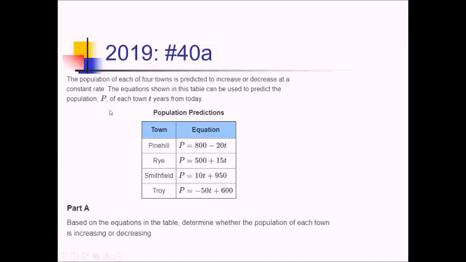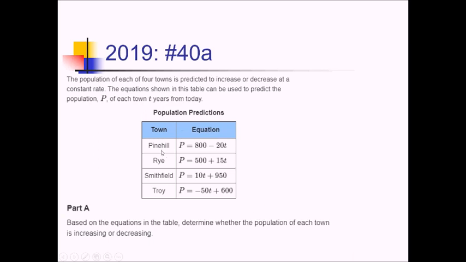For this problem, the population of each of 4 towns is predicted to increase or decrease at a constant rate. Here's some equations representing the population predictions for each town. For part A of this question, we want to use the table to figure out whether the population of each town is increasing or decreasing. So for all of these, you just need to figure out the slope and whether it's positive or negative, and that'll tell you everything you need.